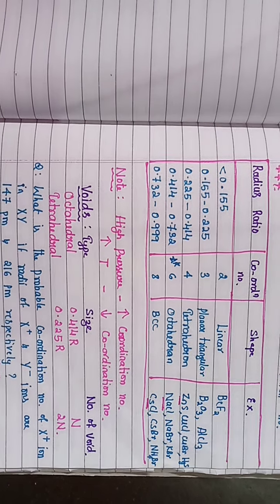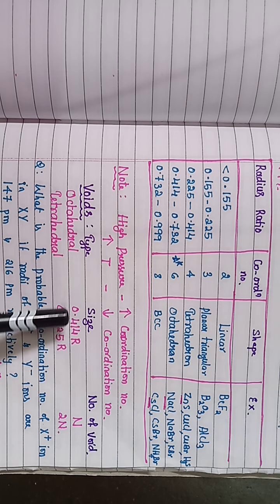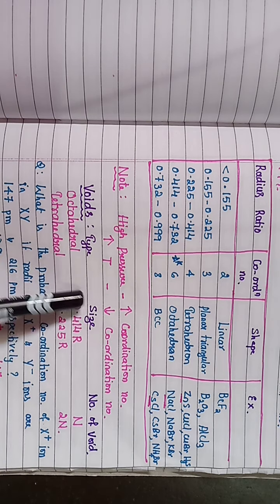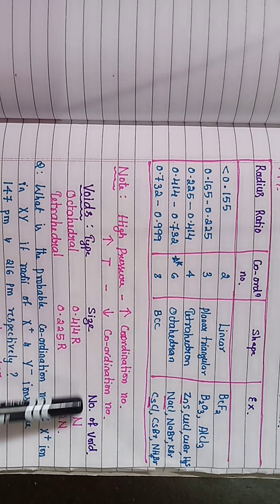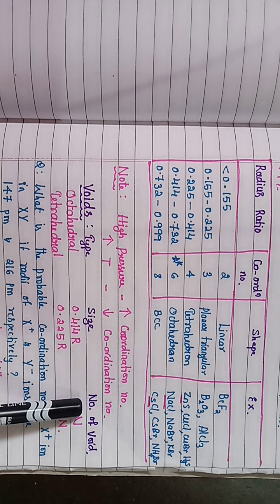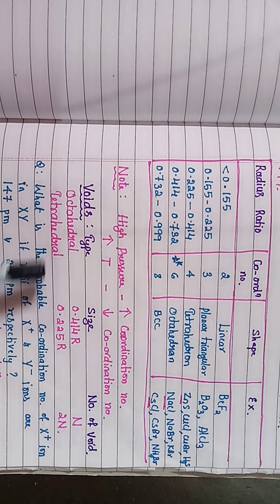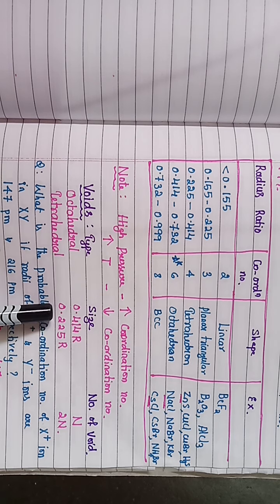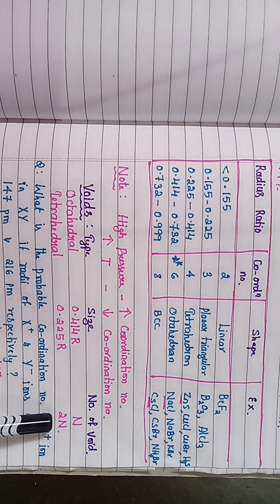Now come to voids. There are two types of voids, octahedral and tetrahedral. The size of the octahedral void is 0.414 R, and the number of voids of this type is n. The second type of void is tetrahedral, and the size of this tetrahedral void is 0.225 R, and the number of voids will be 2n. If the number of particles is n, tetrahedral voids will be 2n. If the number of particles is n, octahedral voids will be n.